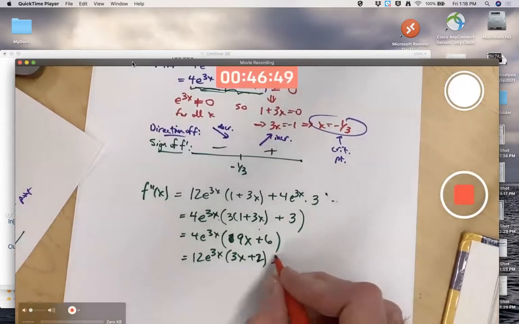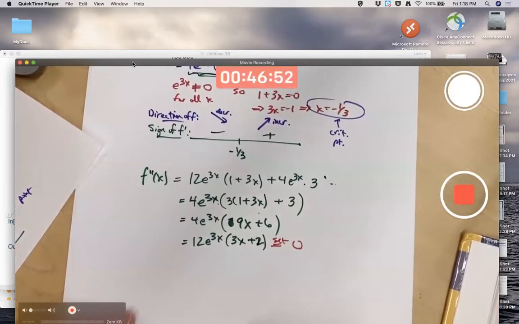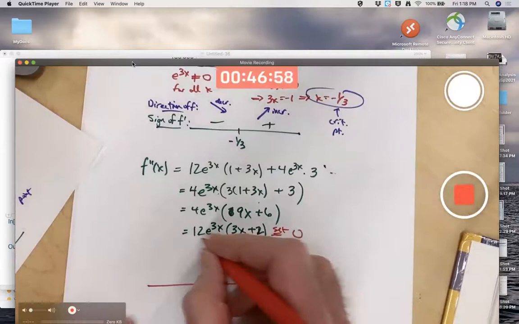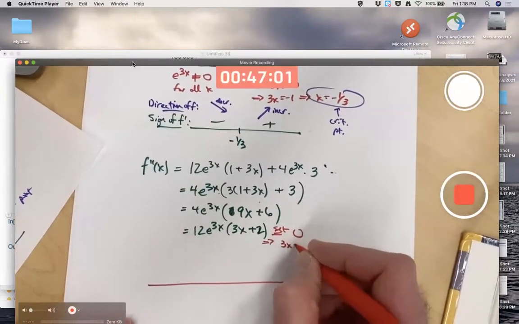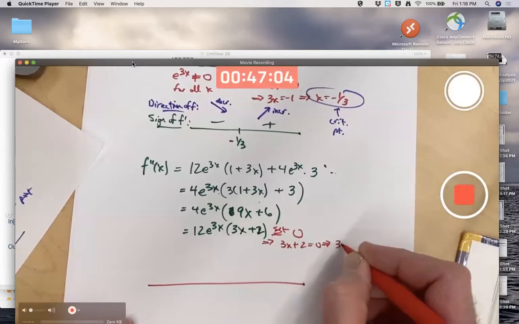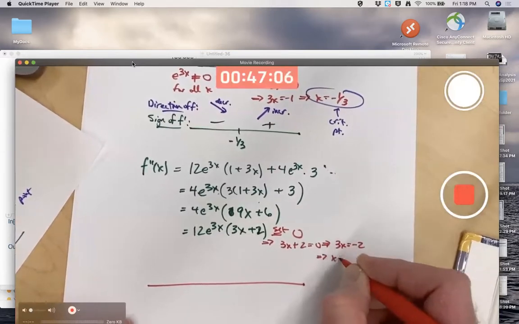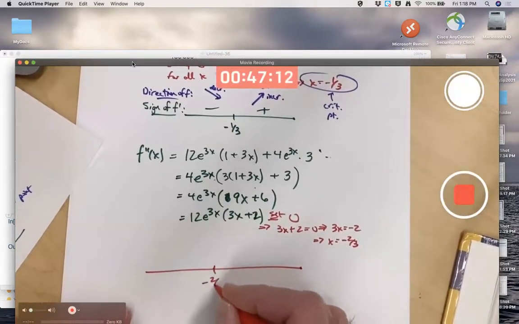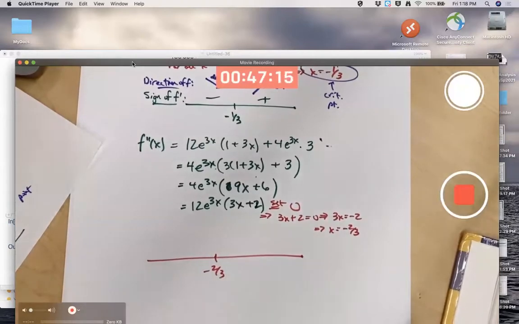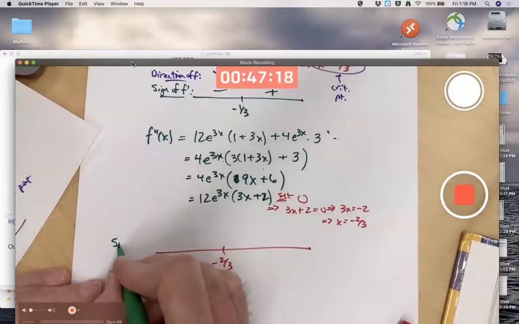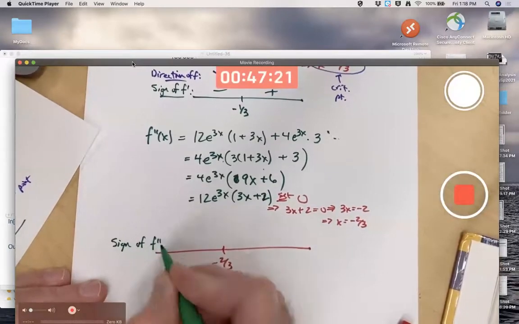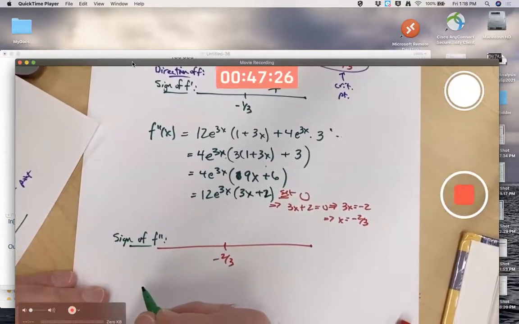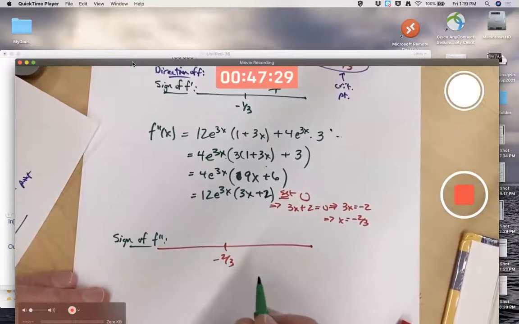Set this equal to 0 to solve for possible inflection points. Draw a number line again. Mark off your possible inflection points. This is never 0, so this means 3x plus 2 must be 0, so 3x is -2, or x is -2/3, a possible inflection point. Is it an actual inflection point? What's the sign of f double prime? Does f double prime really change sign as x increases through -2/3? In this case, it does.